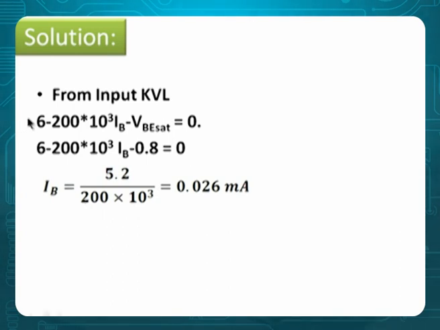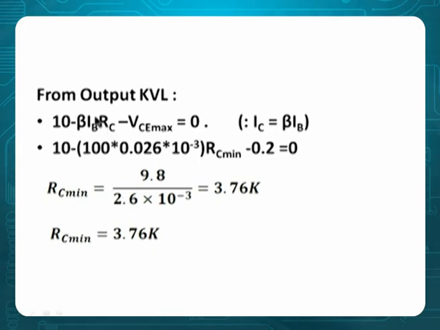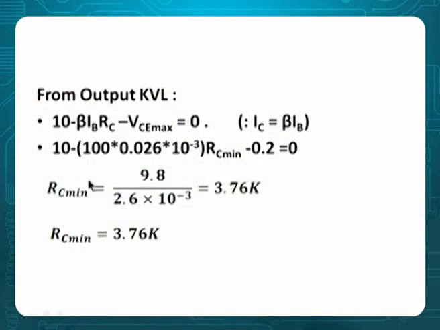When you take the KVL to the input, 6 minus 200 kilo into IB minus VBE sat is 0. VBE sat is 0.8 because it is saturation. Solve for IB. And if you go to the output, you will solve for another IB. And what is the relation between them? Output will give you the minimum required IB. Input will give you IB. If the input IB is more than the output one, you will calculate RC minimum. And RC minimum is coming to be 3.7 kilo.